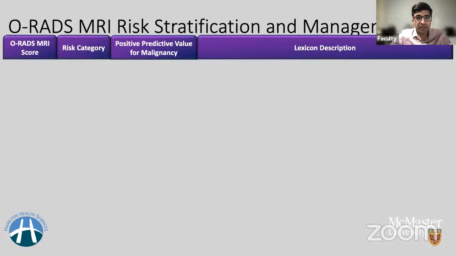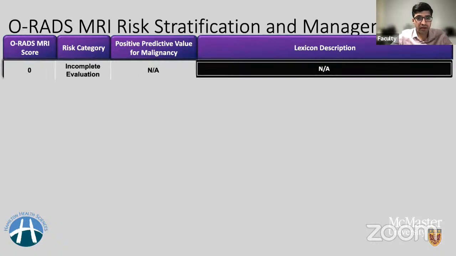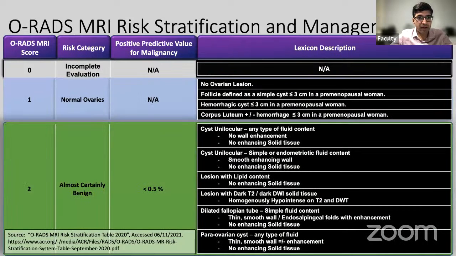So with this in mind, let's look at the stratification and management guidelines, which are published by the American College of Radiology. This is a very busy slide, but let's touch on at least some of the important points here. You can always go to the ACR website and download this risk stratification table and start to use it in your day-to-day practice. But we have basically touched upon some of the important findings here.